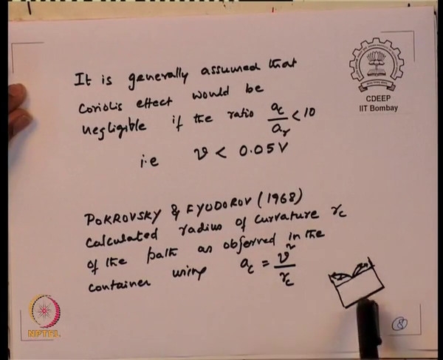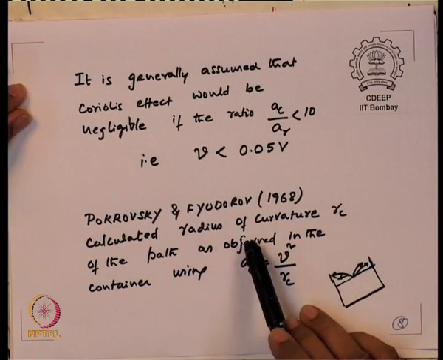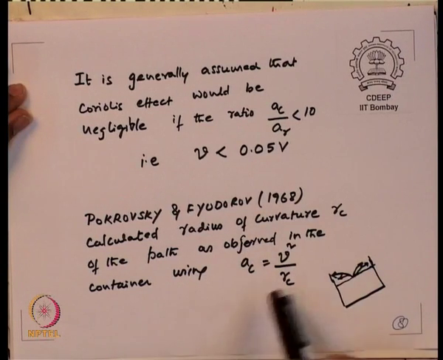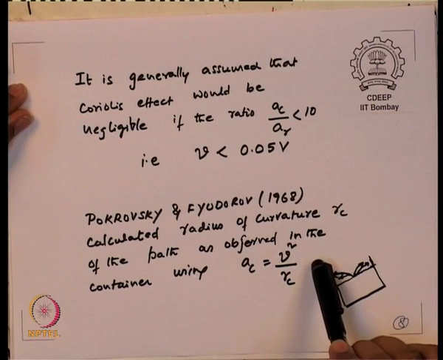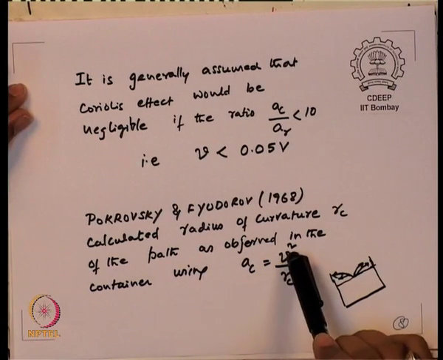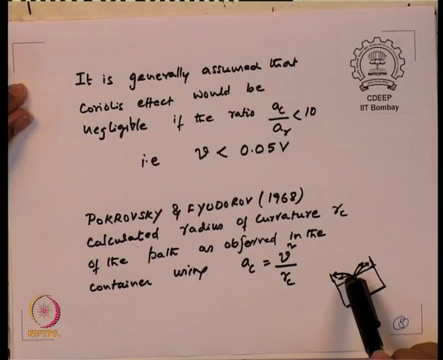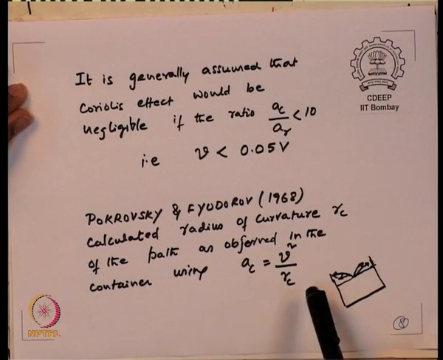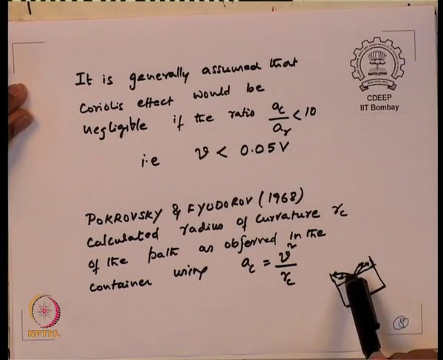So in order to calculate the radius of the curvature subtended by these particles, Pokrovsky and Fedorov in 1968 have given an empirical expression. They say that Coriolis acceleration is given by v square by RC, where v is the velocity with which the particle is being thrown out, and RC is the radius of the curvature.